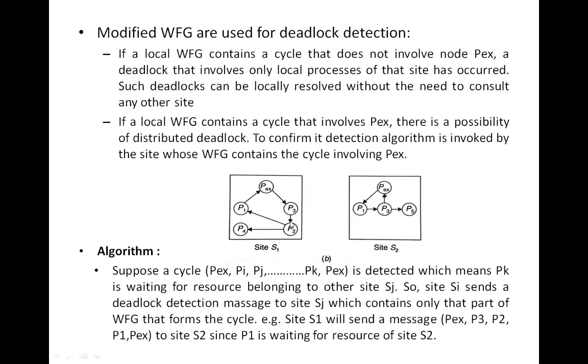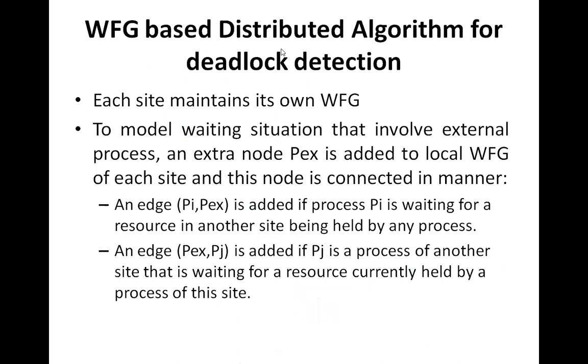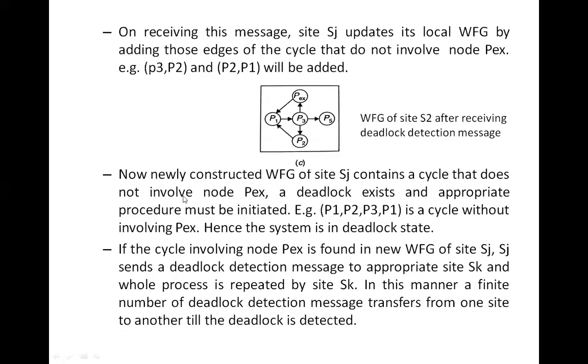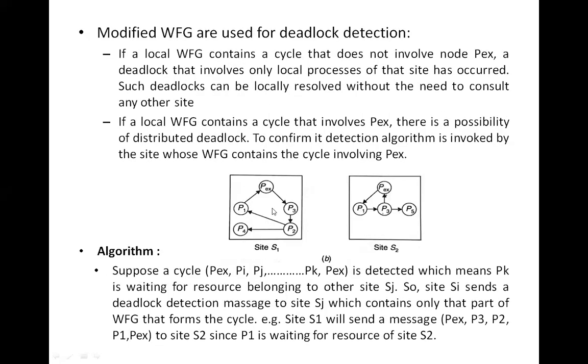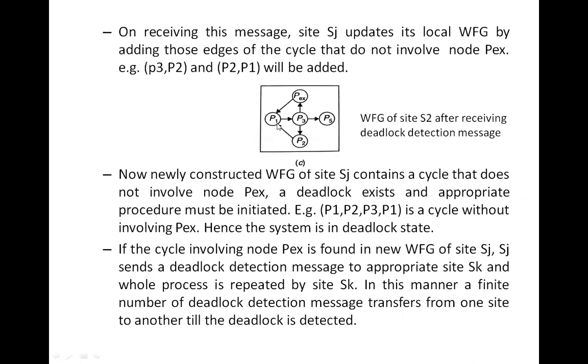So this is how the deadlock is being detected with the help of the WFG-based distributed algorithm, and proper steps have to be taken, because we are following these two rules. The first part of the algorithm checks whether it is involving PX or not. If it is, then it will send a message along with the WFG which contains a cycle, and the site S2 will be updating its WFG by including those edges which are not involving PX. After doing that, if it finds that without involving PX at that particular site S2 there is a cycle, it means there will definitely be a deadlock.